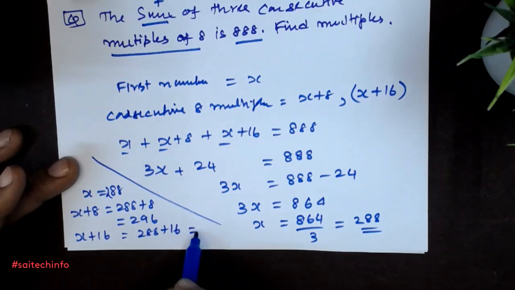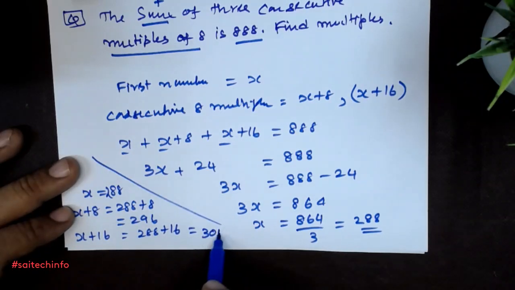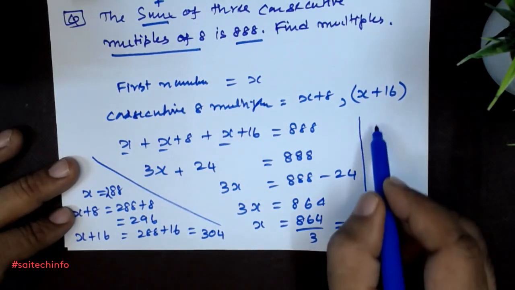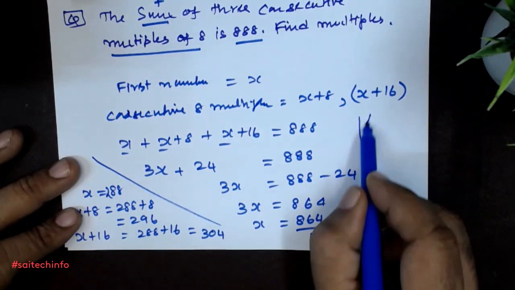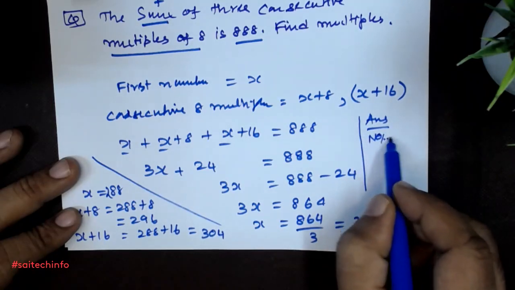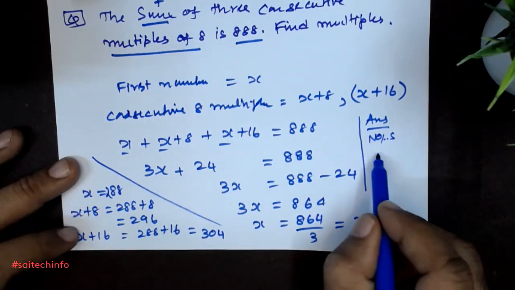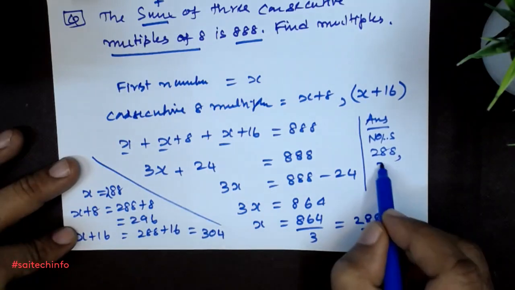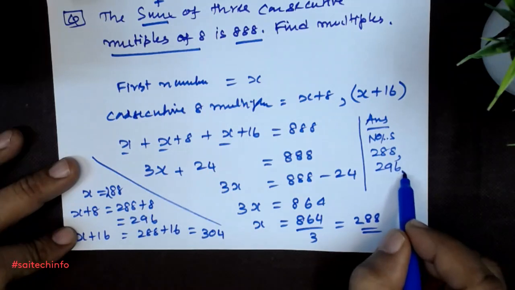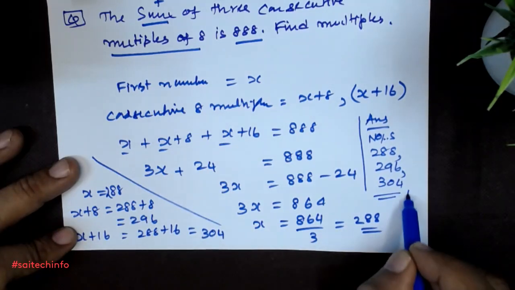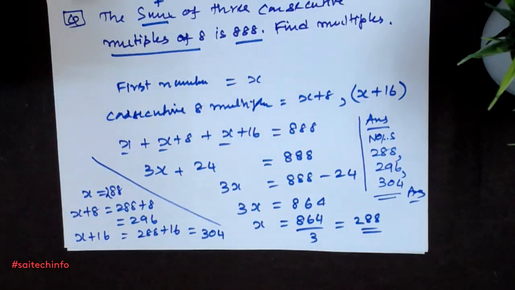And x plus 16 means 288 plus 16. How much? 304. So what are the numbers? The numbers are 288, 296, 304. So this is the answer. Got it? Take down.